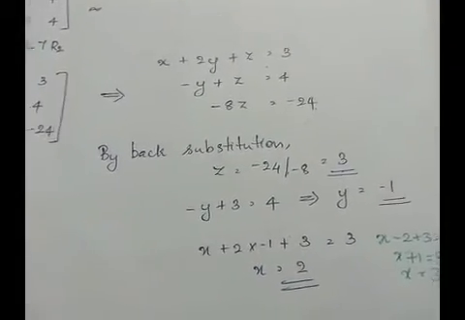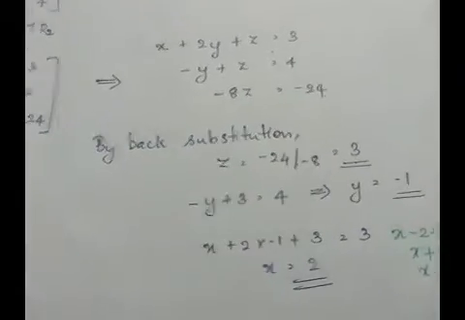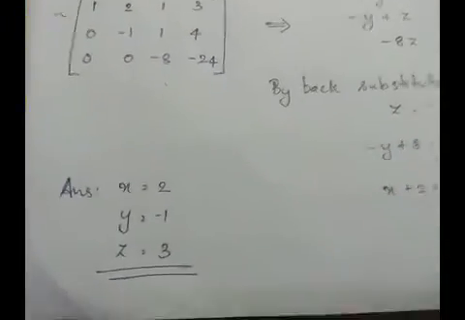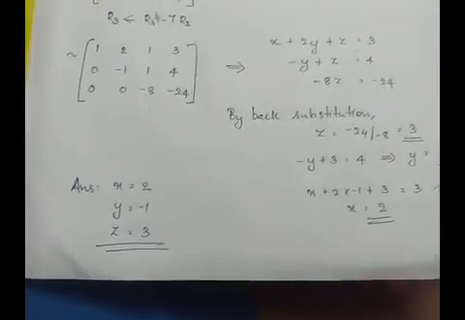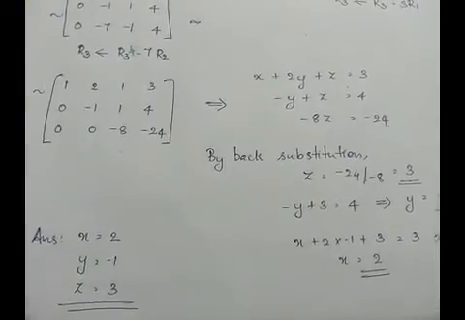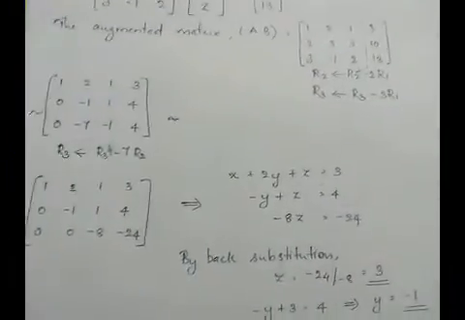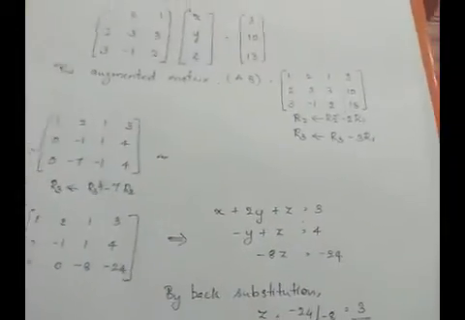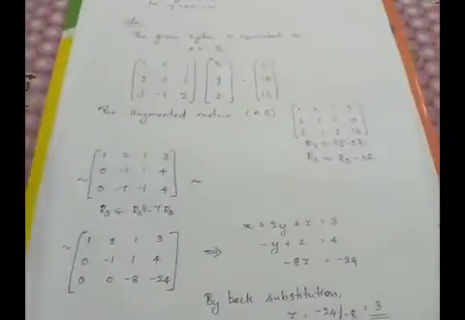So now we have found all the values of the unknowns, and the answer is x equal to 2, y equal to minus 1, and z equal to 3. Okay. So this is the Gauss elimination method.